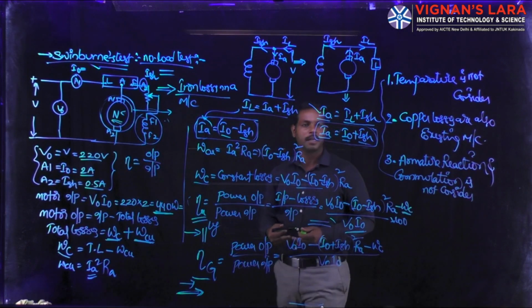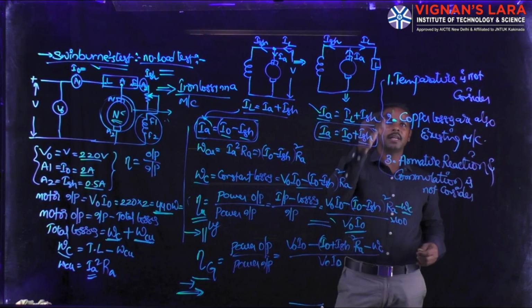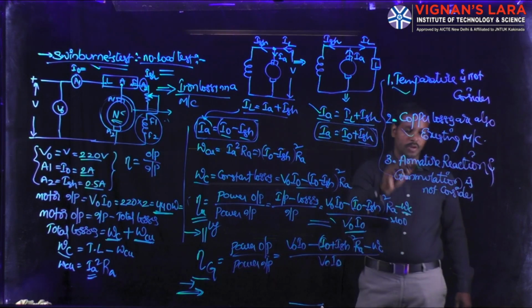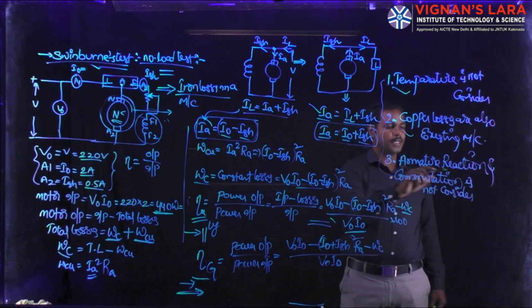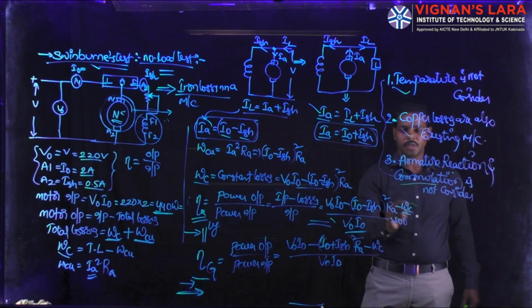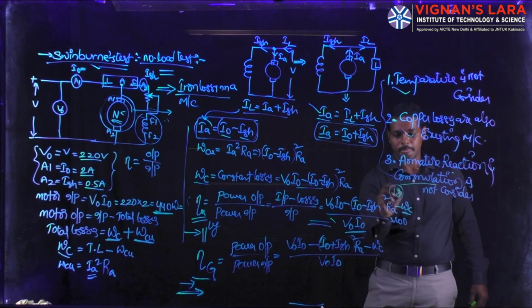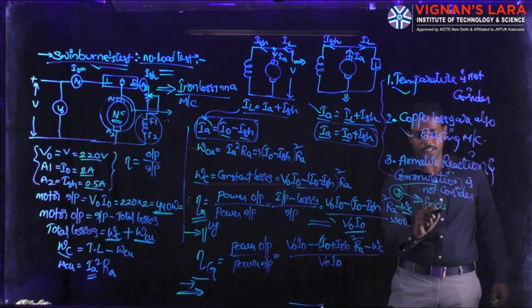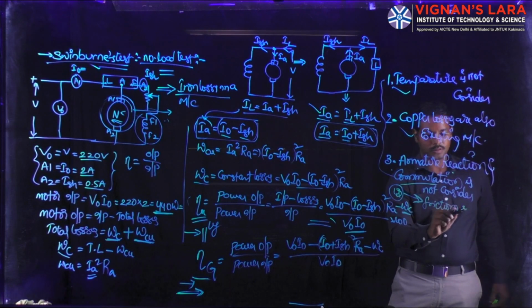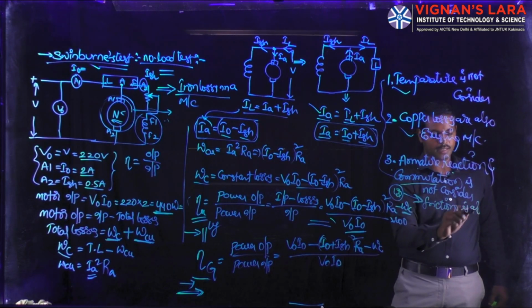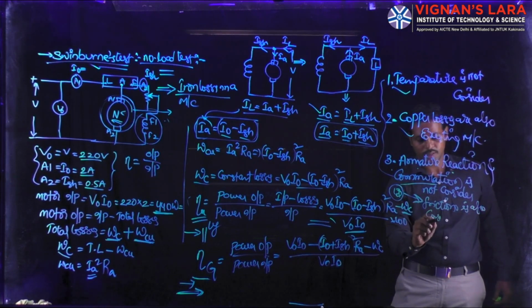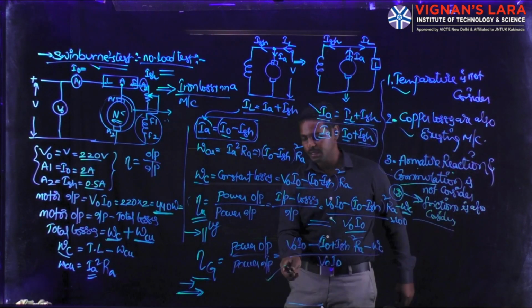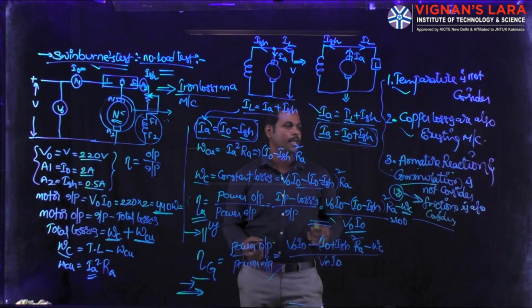But in practical conditions, during the running condition or full load condition, temperature is not considered. Copper losses are also not considered in the no load condition. Another is armature reaction as well as commutation. The fourth one is the brush friction losses, which are also not considered in the measurement of efficiency of a DC motor as well as generator.